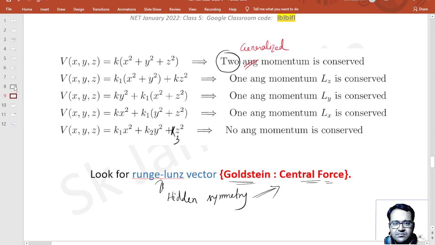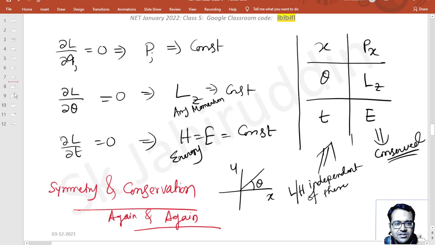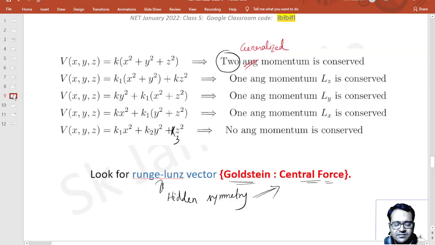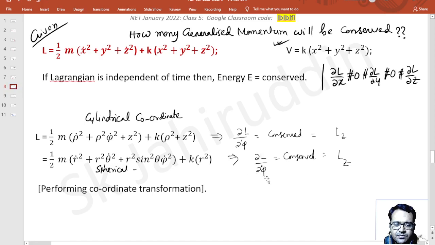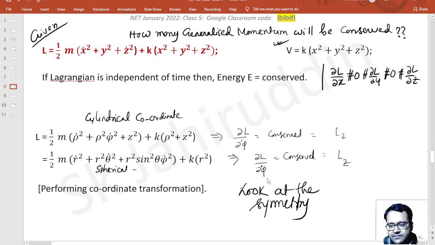I should not go too much into this, as there are many topics to be covered. So I will leave this to you. Always look at the symmetry of the problem. Without the symmetry, nothing is there. So always look at the symmetry.